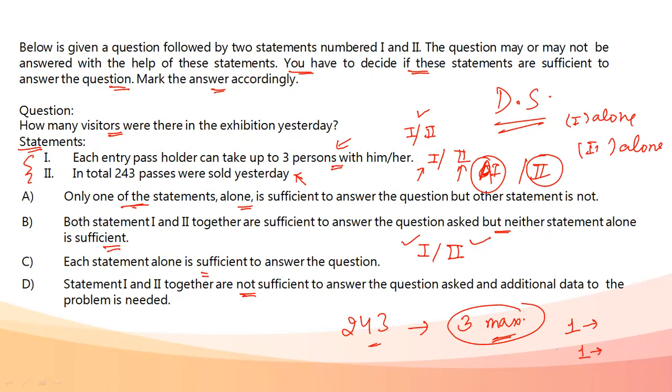I know how many passes were sold. I also know that each person is allowed to take three persons with him, but I don't know who is taking how many people. So the exact number of people cannot be determined just by using these two statements. I need something extra. So my answer becomes option D, that is, statements 1 and 2 alone are not sufficient to answer the question, and additional data is needed to solve the problem. My answer becomes option D.